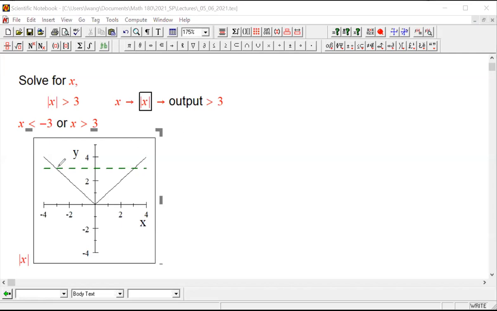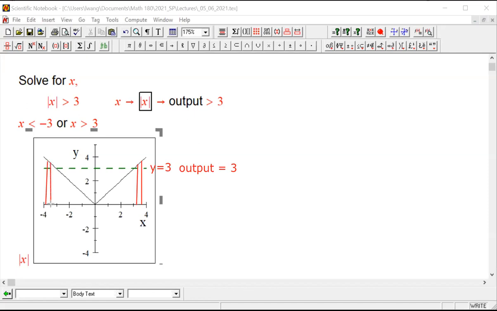This crossing, you can find very quickly. This green line is y equals 3, so the output equals 3, and you want to be larger than 3. So where do you get those? You're going to get those outputs larger than 3 here. So anything higher than that, that's where you get the output.